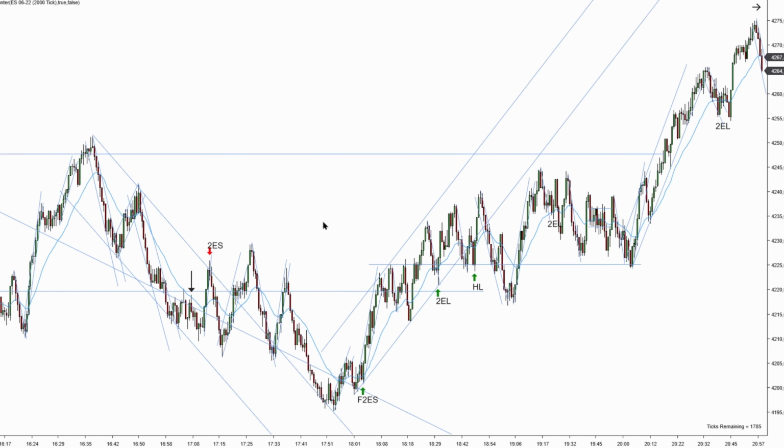Me specifically, I didn't take any setup today. I only tried to take one setup. This was this entry right here, but because the signal bar was too big, my limit order wasn't filled because I put it a couple ticks back.